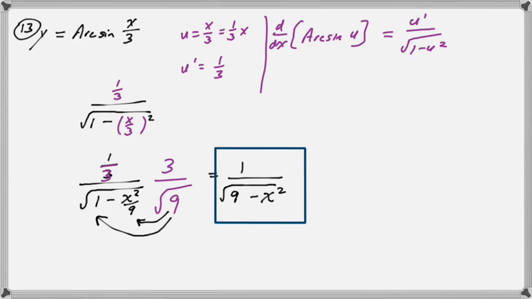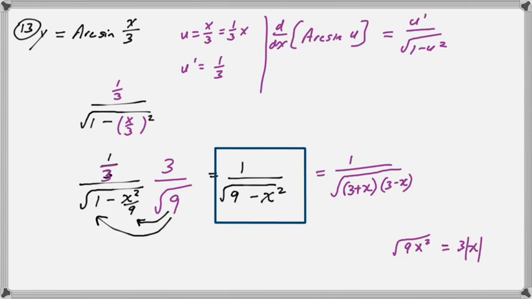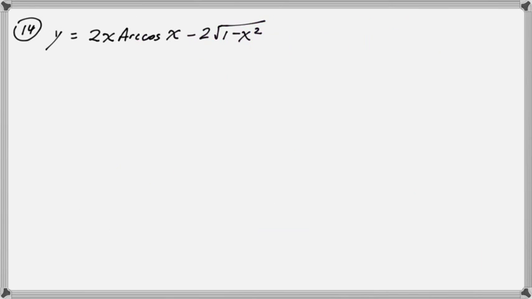This is not my answer, but if I had the square root of 9 times x squared and they were multiplied, yes, I could probably simplify that. But because these are subtracted, it's really the difference of squares, 3 plus x and 3 minus x. So I can't really take the square root of the bottom. It doesn't simplify. That's why I have to leave my answer like this. Okay, 13, we're going to move on to 14. 14, I have a product because you have two things multiplied here.